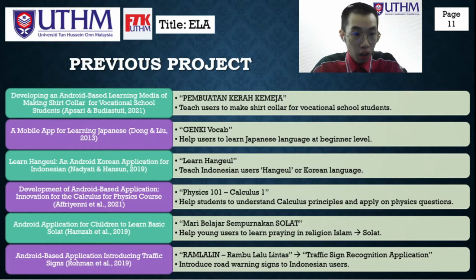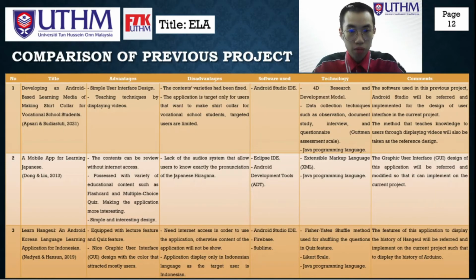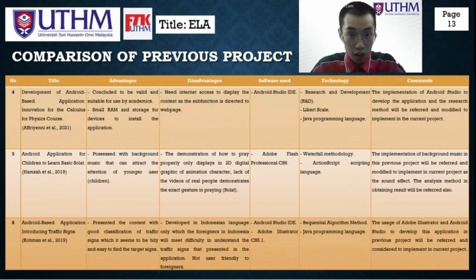As we see, first, they have produced an app called Pembuatan Gerak Kemeja. The second, Genki Vocab. The third, Learn Hangul. Fourth, Physics 101 Calculus 1. Fifth, Mari Belajar Sempurnakan Solat. Sixth, Lamlalin Lampu Lalu Lintas. The advantages, disadvantages, software used, technology, and the comments are compared for these 6 previous projects in the table here, for 1, 2, 3 and 4, 5, 6.